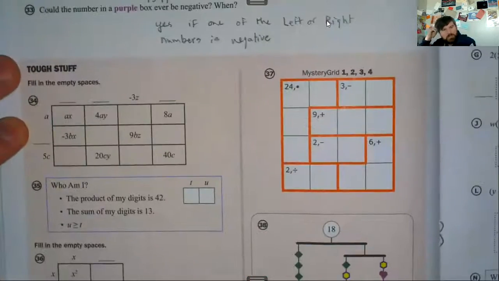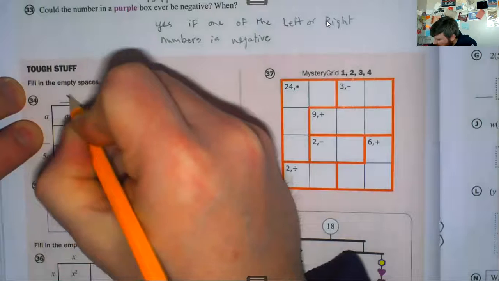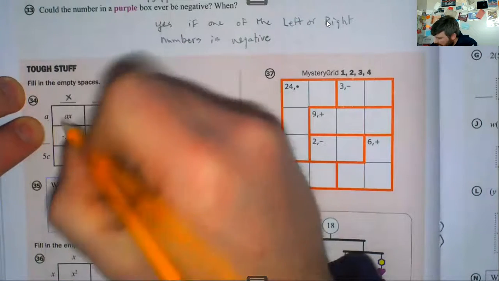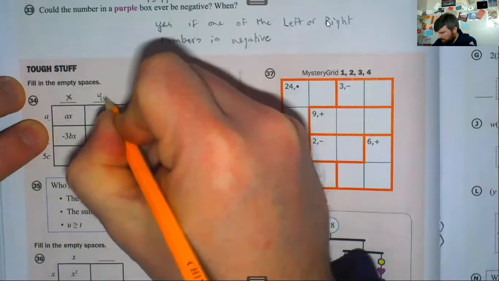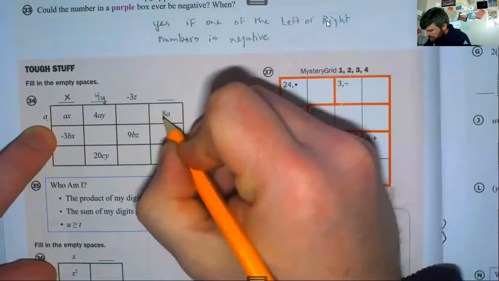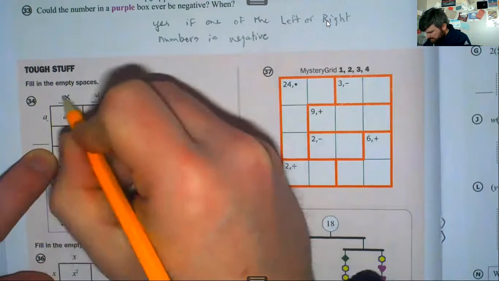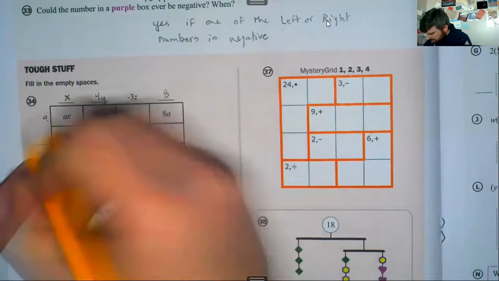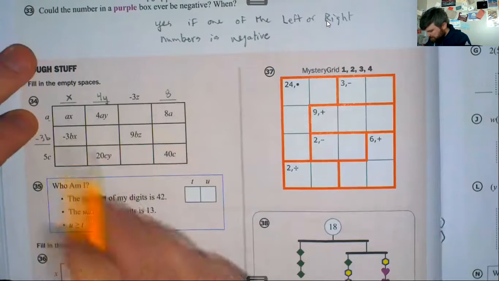Okay, now for the tough stuff here. Fill in the empty spaces. You've got A and then AX, so this has to be an X. You had A and then you had 4AY, so the difference is 4Y. You had A and then 8A, so that needs an 8. Here you've got X, -3BX, so this is -3B. So we've got all the outsides. Now we just need to fill the insides.